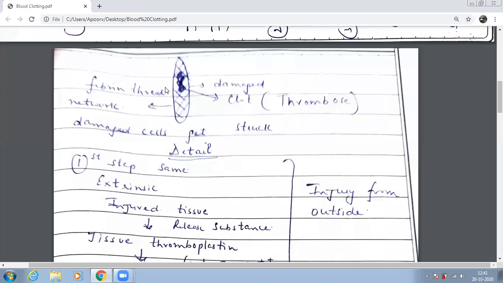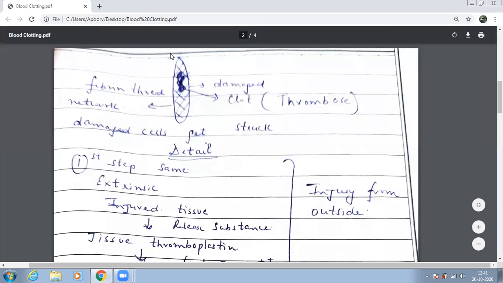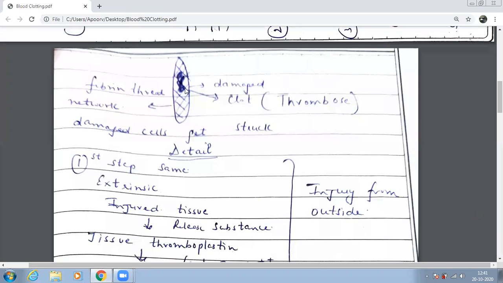So this is your damaged cell. What are these threads actually? This mesh is made by what threads? Fibrin threads. If you remember those insoluble threads which were made from fibrinogen, the long units, polymer threads, they were known as fibrins. So these are your fibrin threads. And like I told you, tea leaves get stuck in the holes of the sieve. Similarly, these damaged RBCs, WBCs, platelets, they get stuck over here.